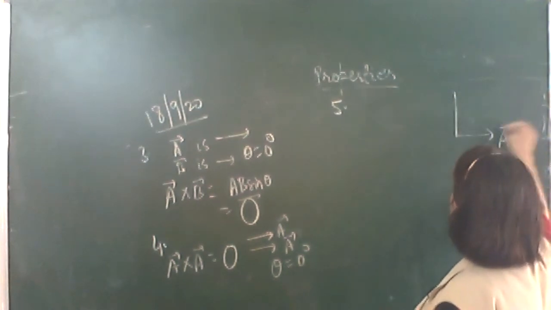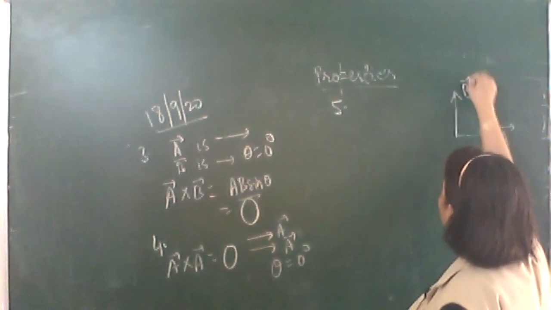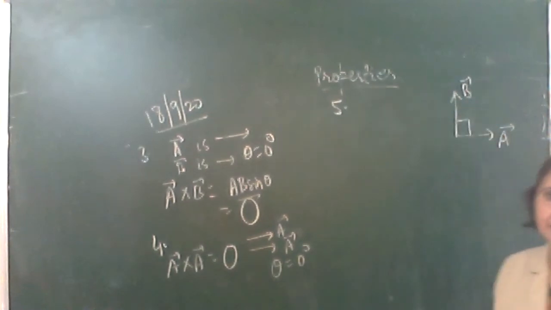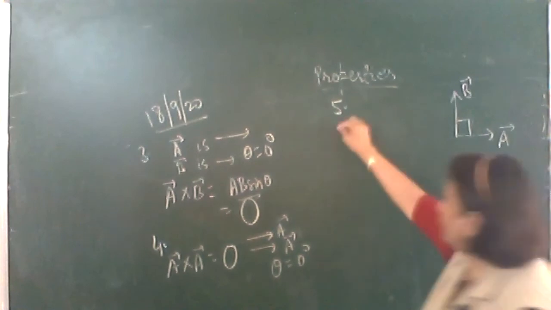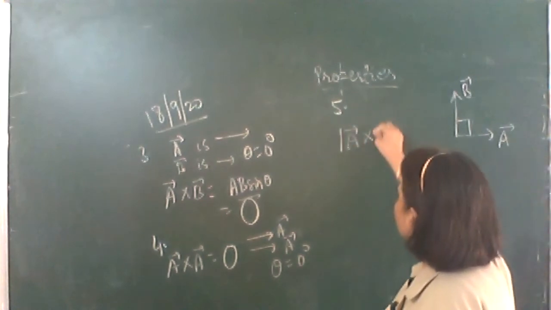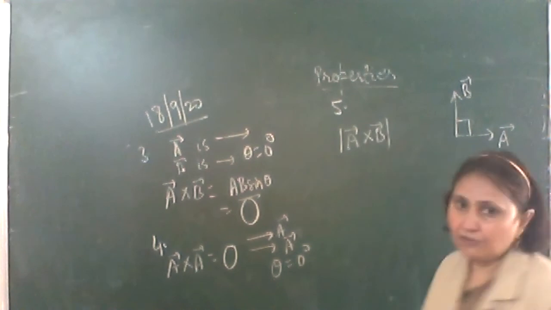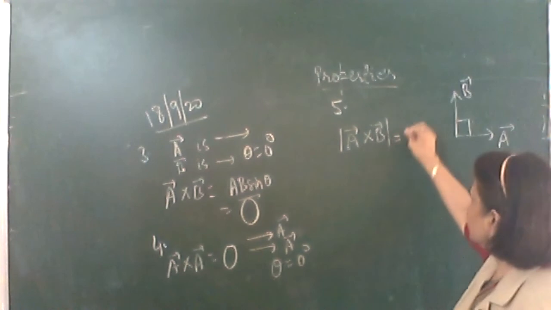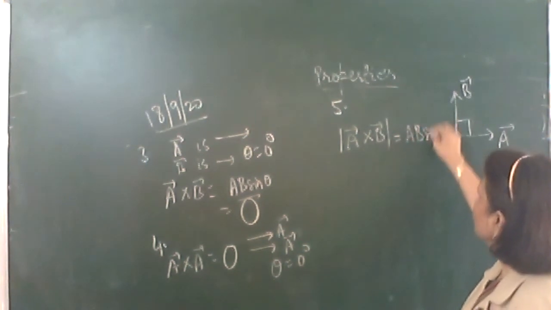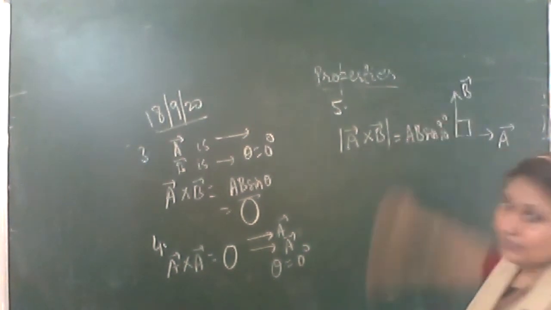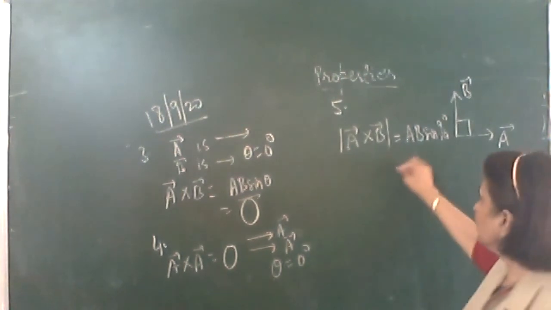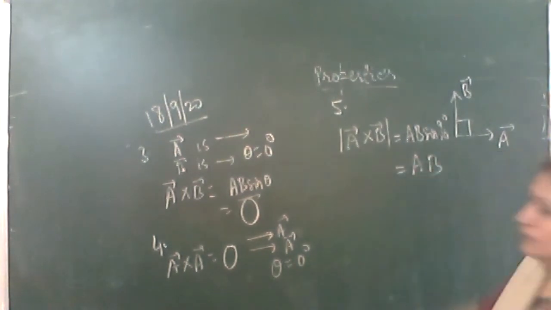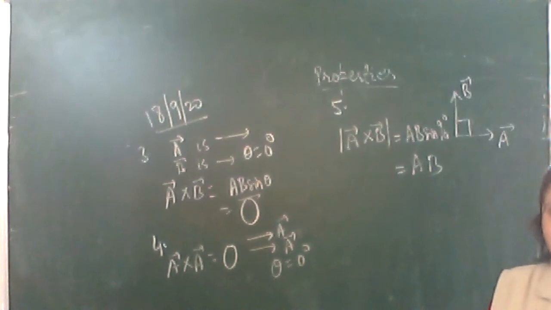Let the two vectors be perpendicular to each other, that is, the angle between them is 90 degree. Now here we are finding out the magnitude of the vector product of two perpendicular vectors. Magnitude is AB sin theta. So it is equal to A into B into sin 90, and sin 90 we know is equal to 1. So it is equal to A into B, that is, the product of magnitude of the two vectors.